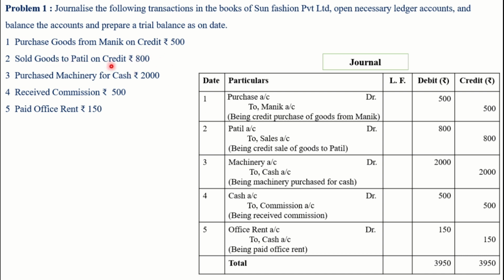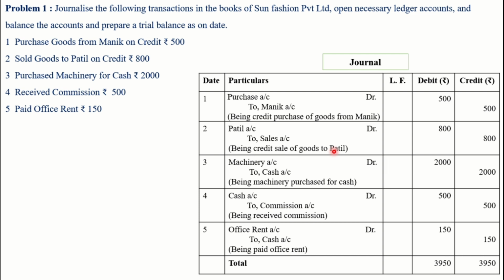Sold goods to Patil on credit, as this transaction also is on credit basis, means one account is sales account, another account is Patil account. Here Patil account is a type of personal account and rule of personal account is debit the receiver. Patil is receiving the goods from Sun Fashion Private Limited. That's why Patil account is debited with rupees 800. And to sales account. Here sales account is a type of real account and rule of real account is credit what goes out. Here goods are going out of the business. That's why sales account is credited with rupees 800. And narration is being credit sale of goods to Patil.